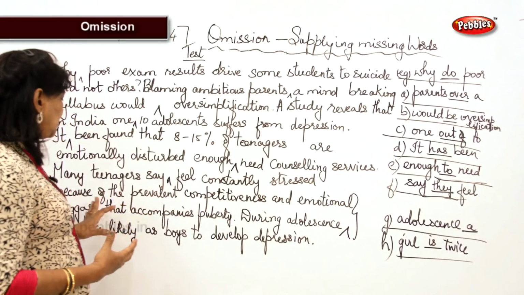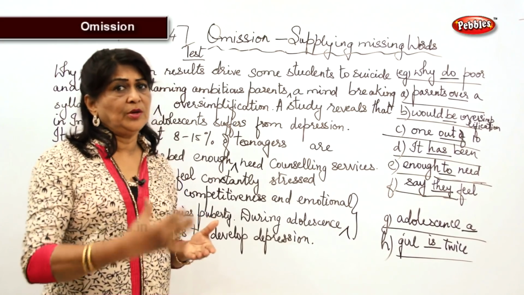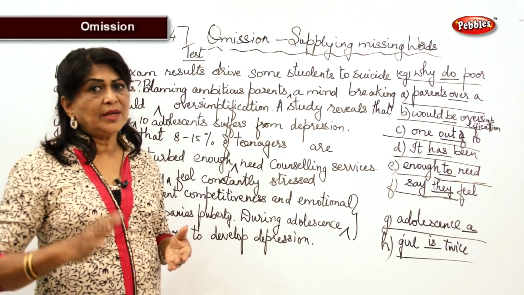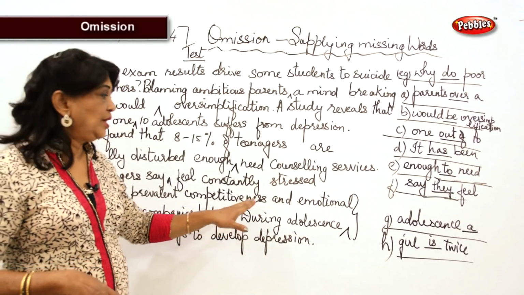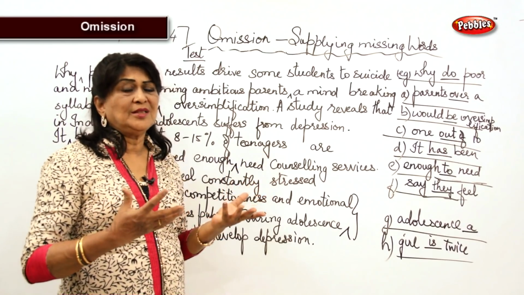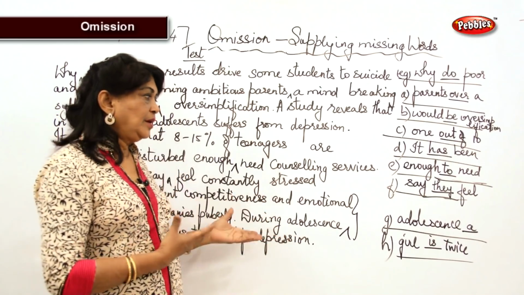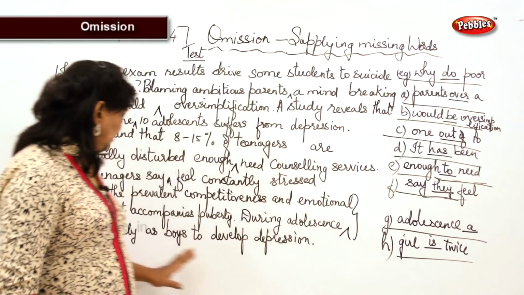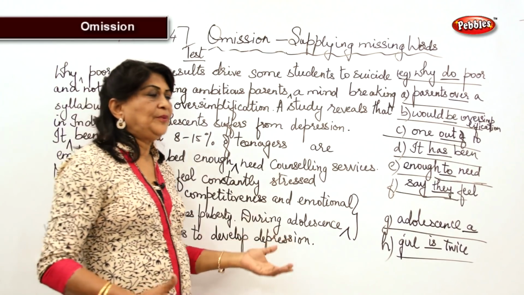Okay? Constantly stressed because of the prevalent competitiveness. If you don't get so many marks, you will not get into this group, or if you don't get so many marks, you cannot get into college. So, that competitiveness is mind boggling, and they get into emotional baggage along with their growing up stage. A child's growing up stage should be problem free, that is what we thought earlier, but now it is just the opposite. During adolescence, a girl is twice as likely as boys to develop depression.